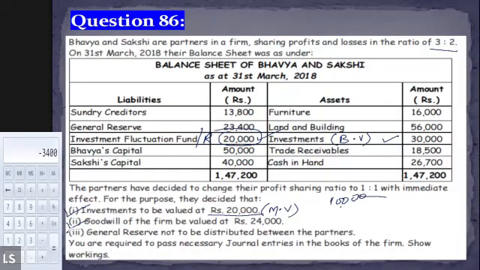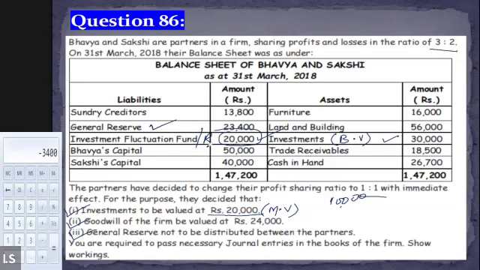Then coming to the last point in the question. Now the question is saying that general reserve is not to be distributed between the partners. Now tell me, if the question specifically tells us that general reserve need not be distributed between the partners, how are we going to deal with the general reserve? What are we going to do with the amount of reserve that is being reflected in the balance sheet? Obviously, if it is not to be distributed, that simply means it is to be shown in the books of account in the future as well.